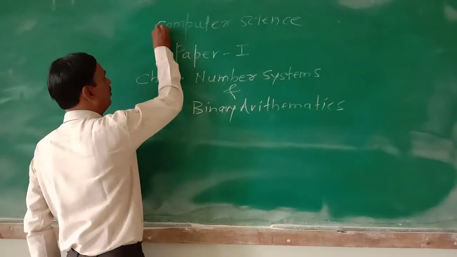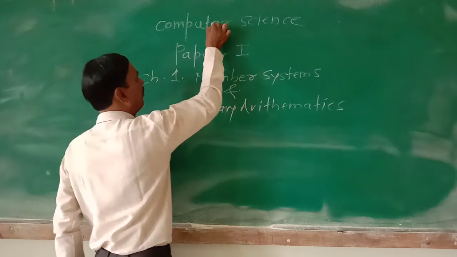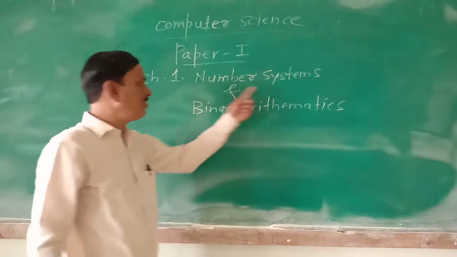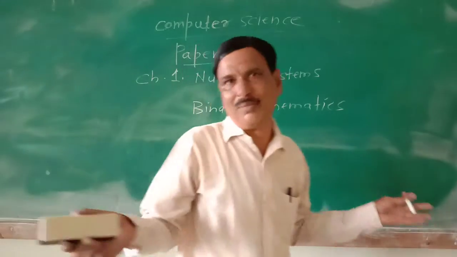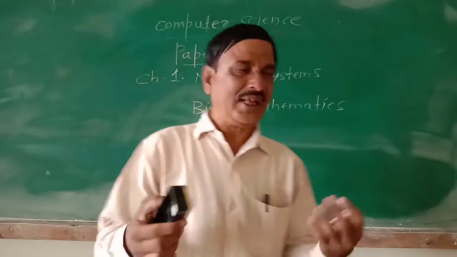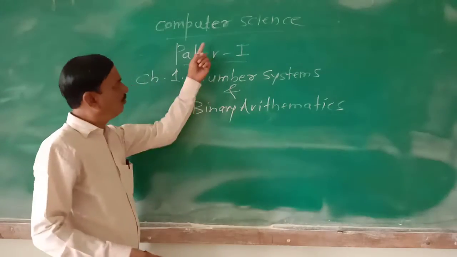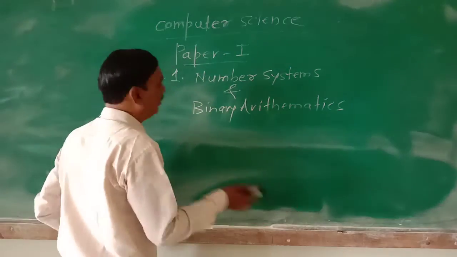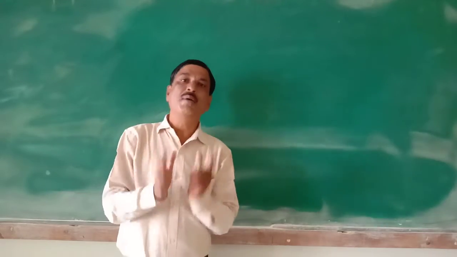So once again, today we have started computer science paper first, chapter number 1, number systems and binary arithmetics. Now we will start with what exactly we mean by number systems. So take down the subject name, paper name, chapter name. Okay. Now let us see what exactly we mean by number systems.